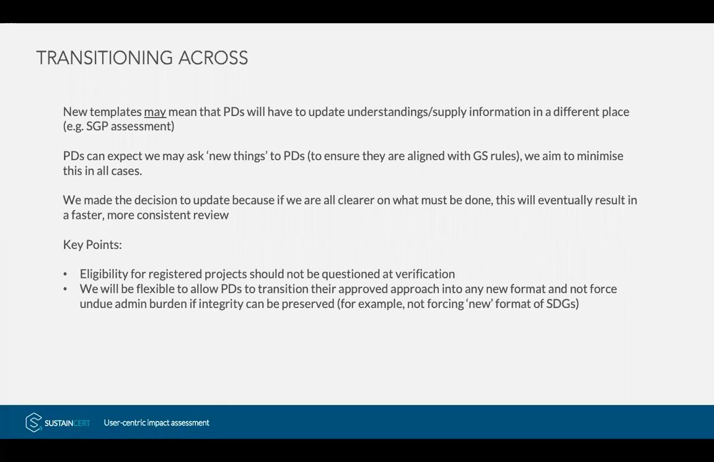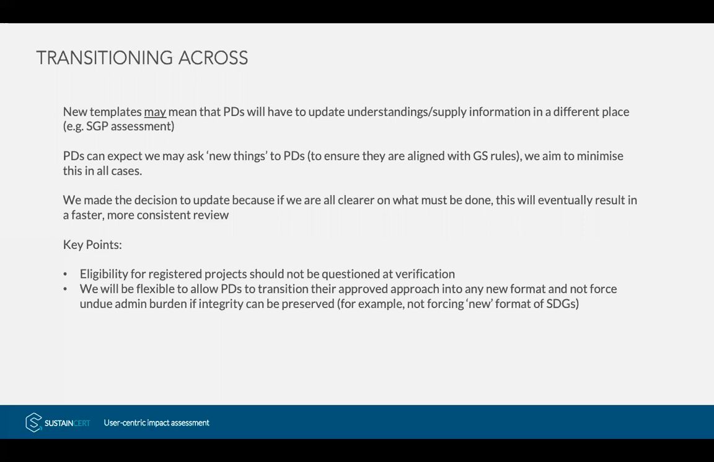So some of the key things that we're bearing in mind is that eligibility for registered projects should not be questioned at verification. We don't anticipate that, but we are aware that in the past we have raised comments that arguably should not be raised for registered projects where we've approved aspects. We are aware of this as a risk, and we're going to be making sure that internally we have a QA system that eliminates this type of risk for you.